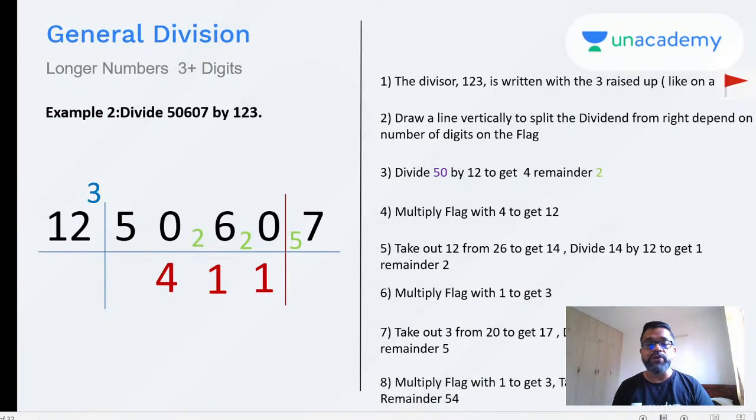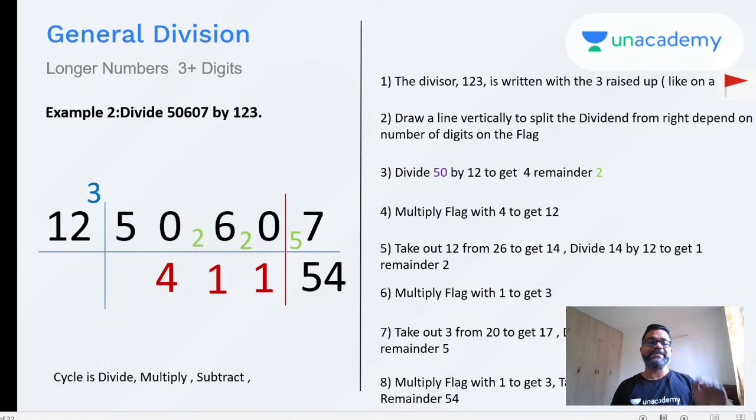So now what's going to be my next digit? I will multiply again, 57. My final operation is, I will take 57. I have that 57 on that side. 57 minus 3 into 1, I get 54, and that's my answer. 411 is the quotient and 54 is the remainder. So if you see, this is just a simple pattern of divide, multiply, subtract. You keep doing it in one single line, and you're able to write that answer.